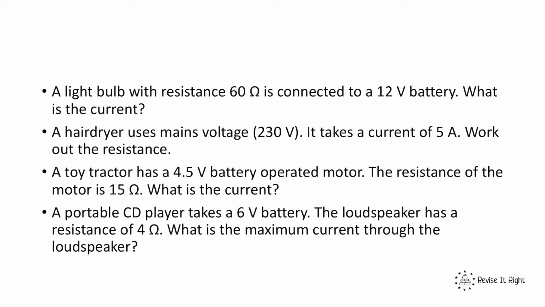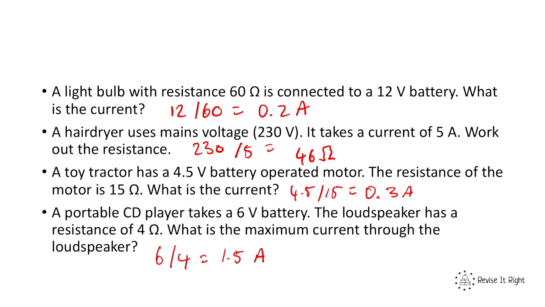Okay then, let's go through these answers. Question 1: a light bulb with a resistance of 60 ohms is connected to a 12 volt battery. What is the current? Well, you should have done 12 divided by 60, so you should have got 0.2 amps. For question 2, a hairdryer uses mains voltage of 230 volts. It takes a current of 5 amps. Work out the resistance. So you should have done the voltage, which is 230, divided by the current, which is 5, to get 46 ohms.